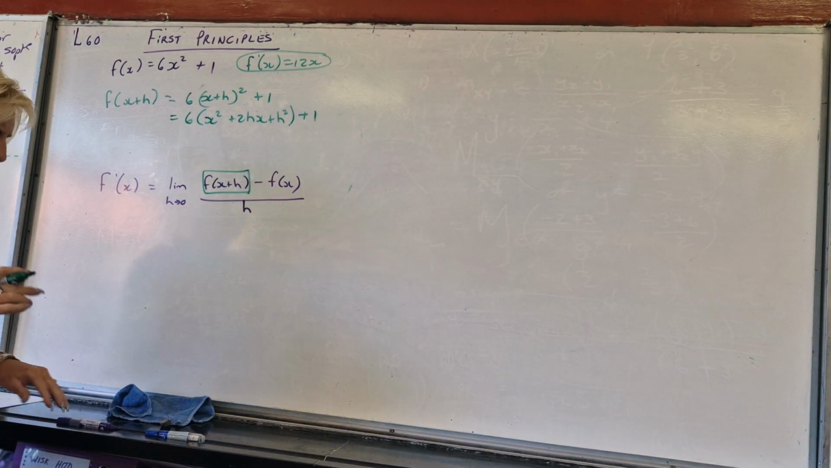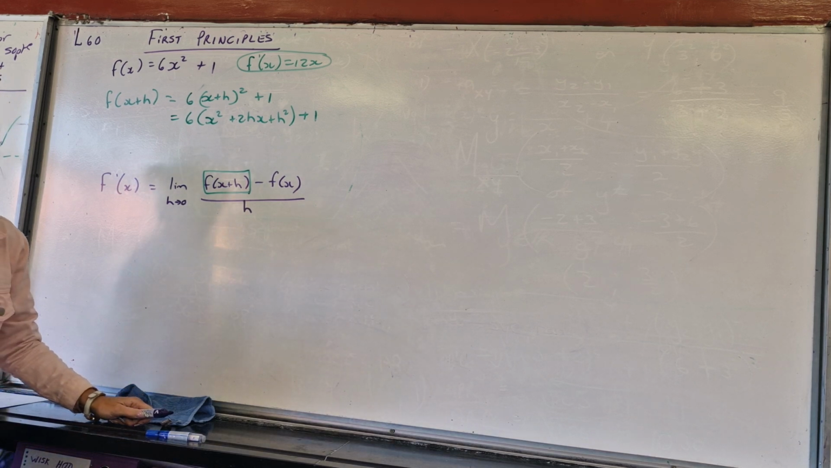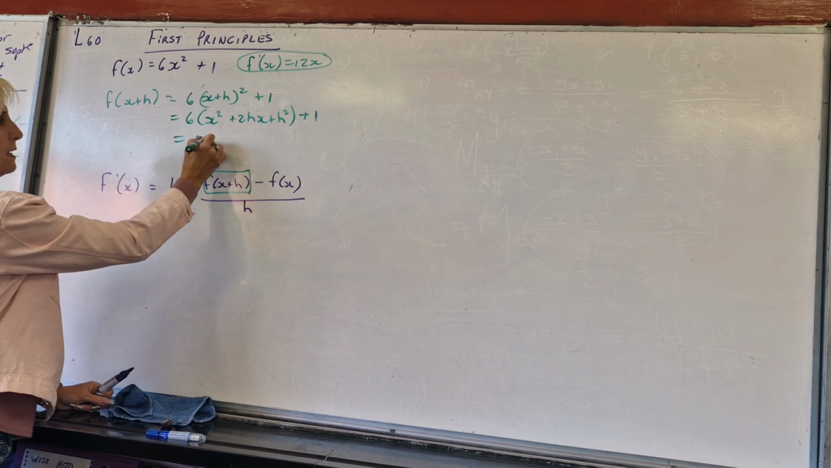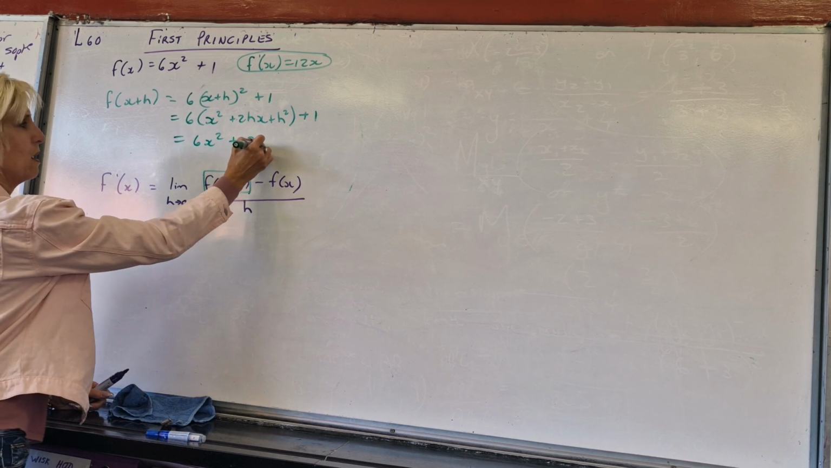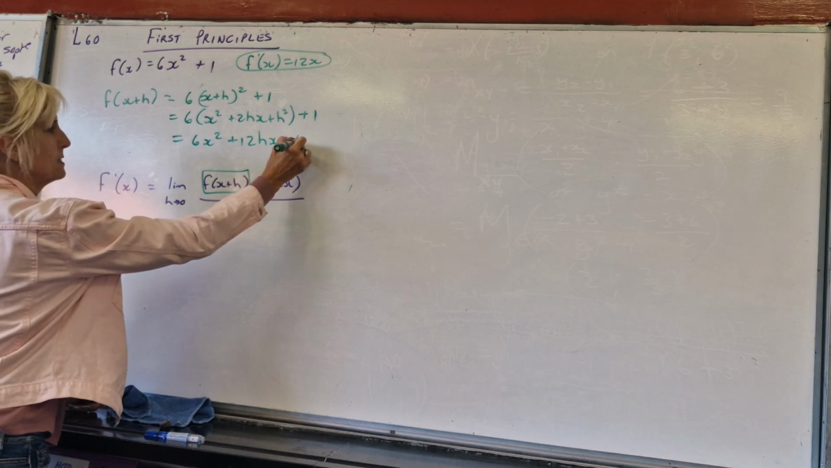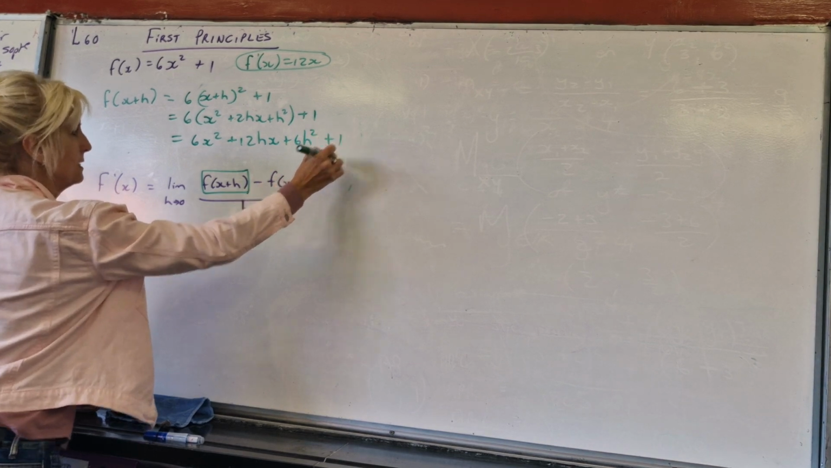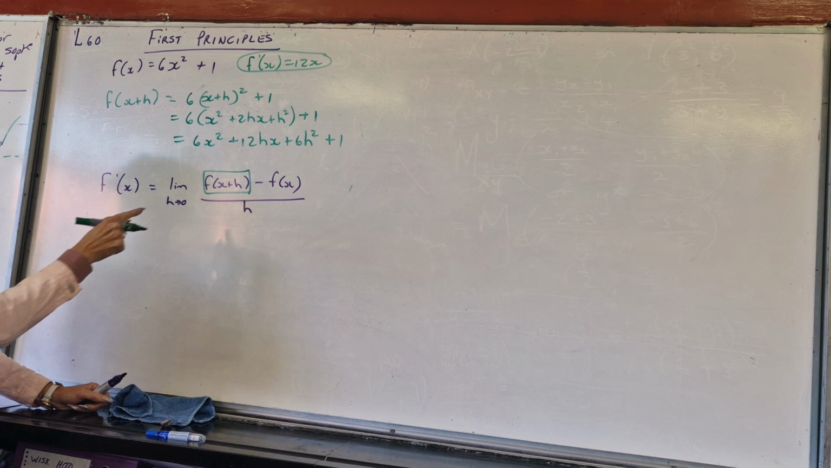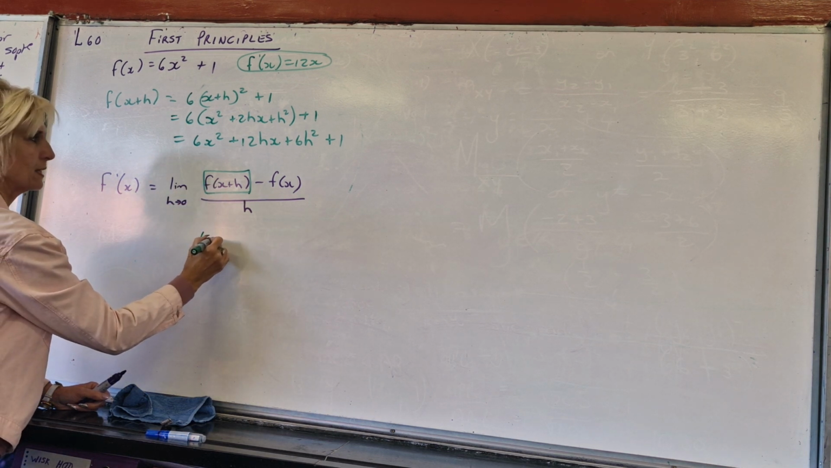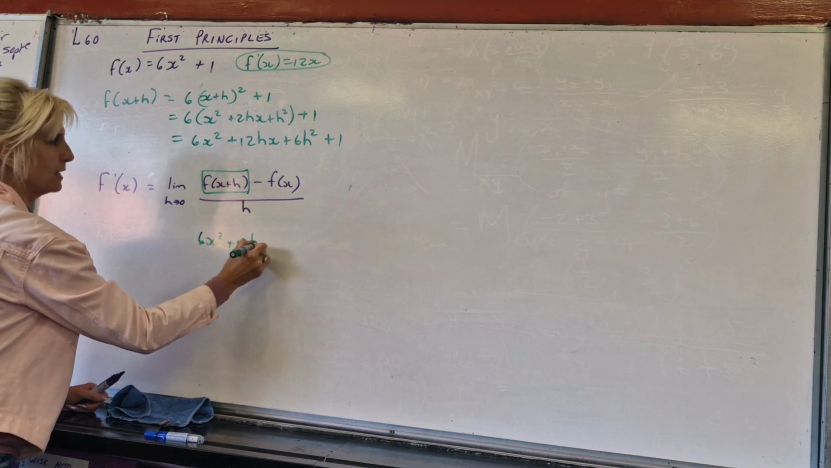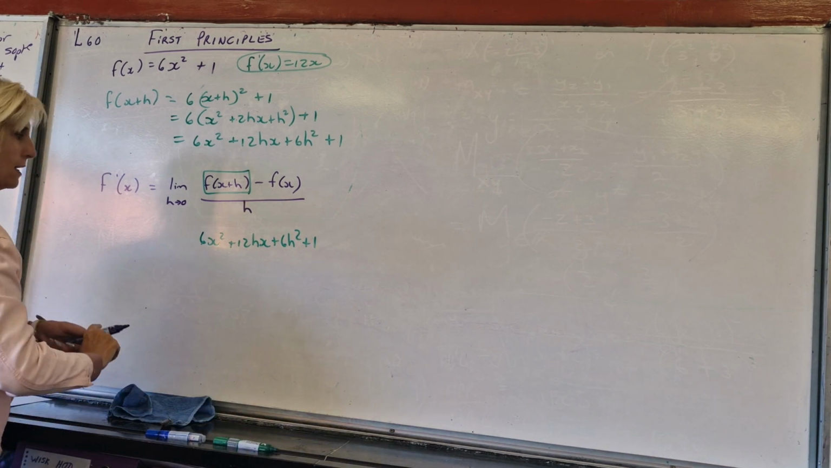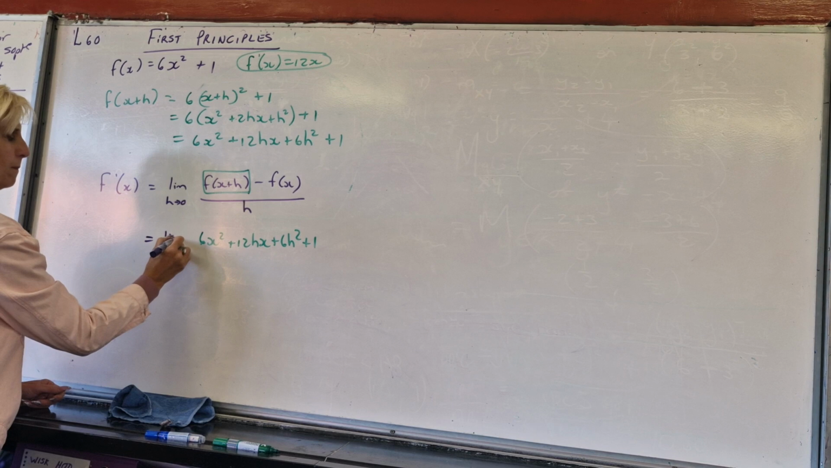And if you struggle and if you think you might be wrong, rather just write it out. So that my answer would be 6x squared plus 12hx plus 6h squared plus 1. Can I simplify that? No, that's it. Then I'm going to go in here and substitute that 6x squared plus 12hx plus 6h squared plus 1 inside of your formula.